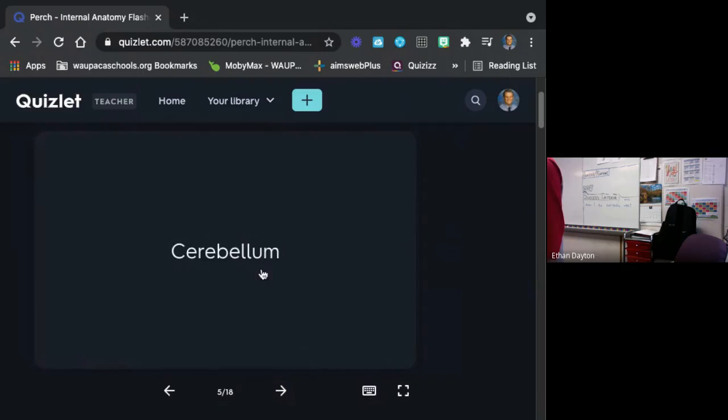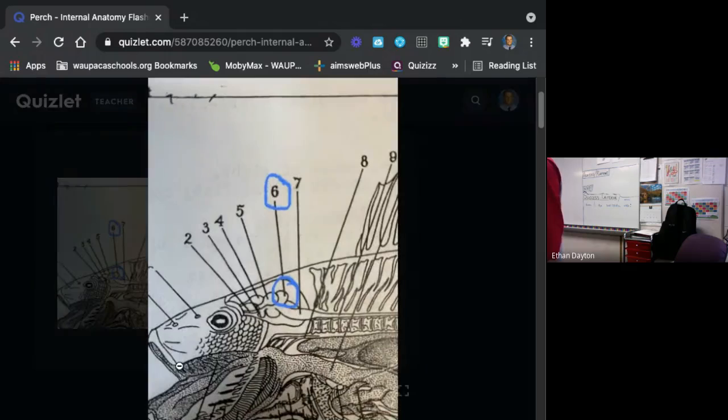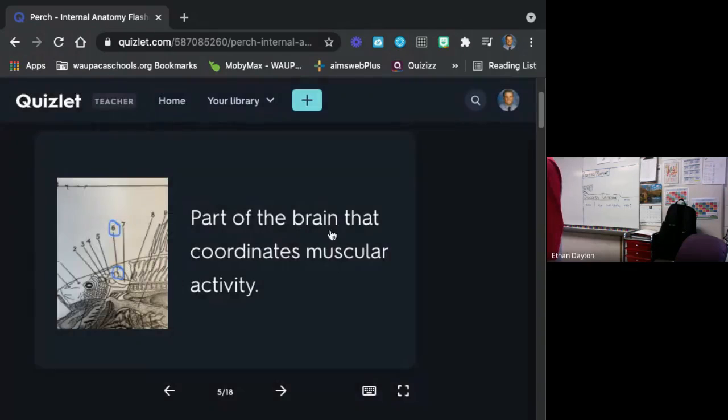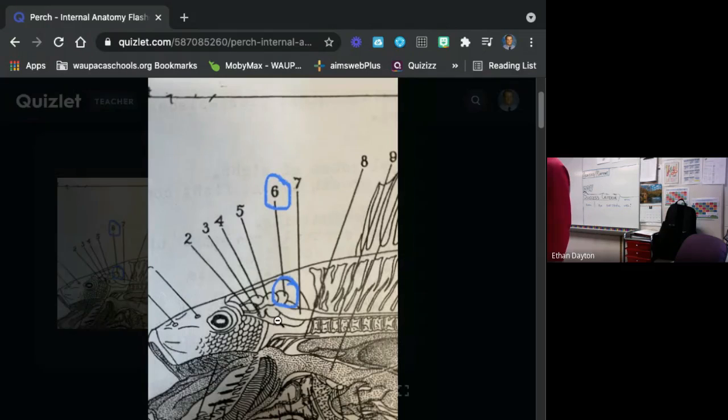Okay. Next, the cerebellum. This has to do with the brain. Number 6, cerebellum. It's a part of the brain that coordinates muscular activity. You also have a cerebellum. This coordinates movement and muscular activity for the fish. So this is what controls its swimming. The cerebellum. It is, I guess you could call it, the third lobe. It's the last one at the end there, number 6.